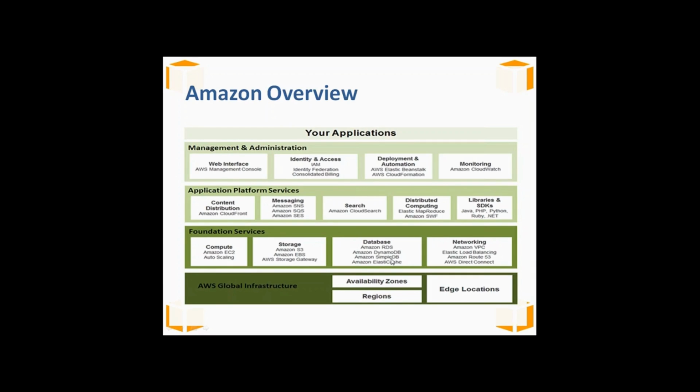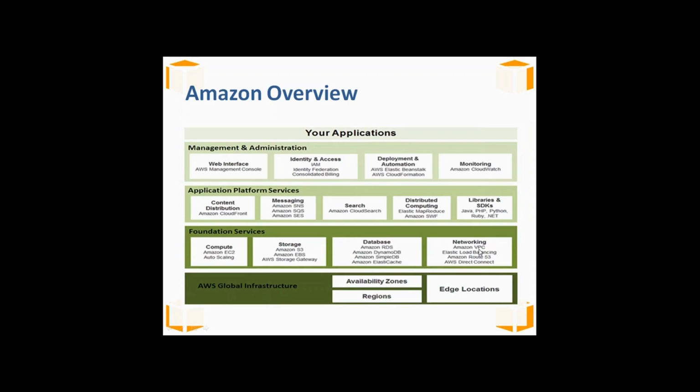Now let's talk about another interesting database, Elastic Cache. As the name itself indicates, Elastic Cache is scalable in-memory caching, protocol compliant with Memcached, and it is also helpful for caching your database as well as lookups. Now after knowing this database, let's go further and talk about the last foundation service, that is networking.